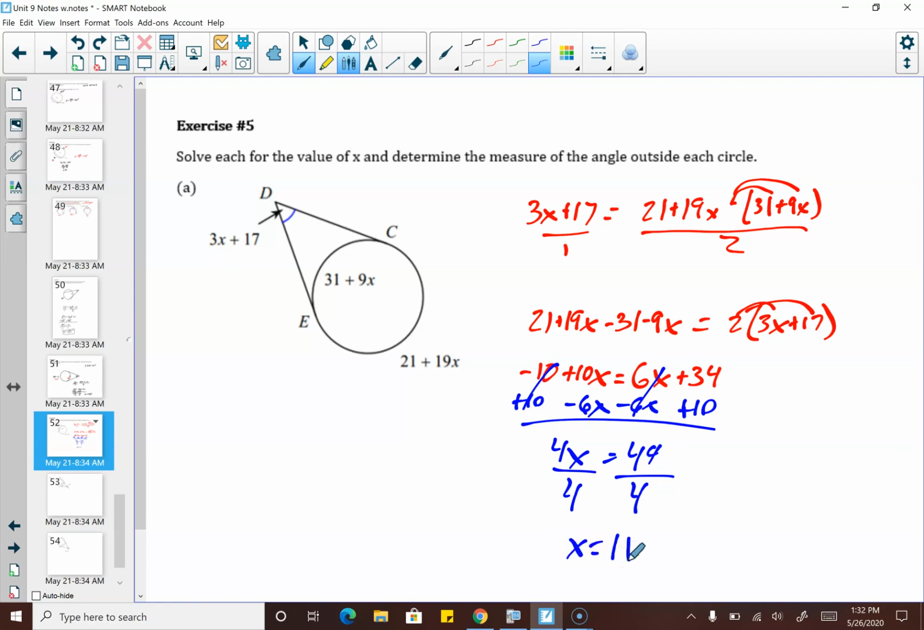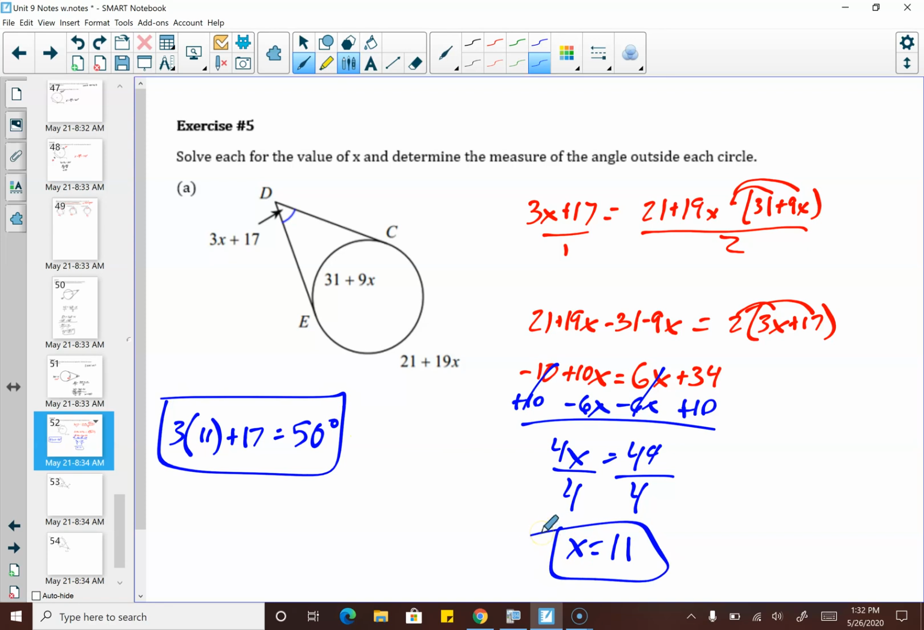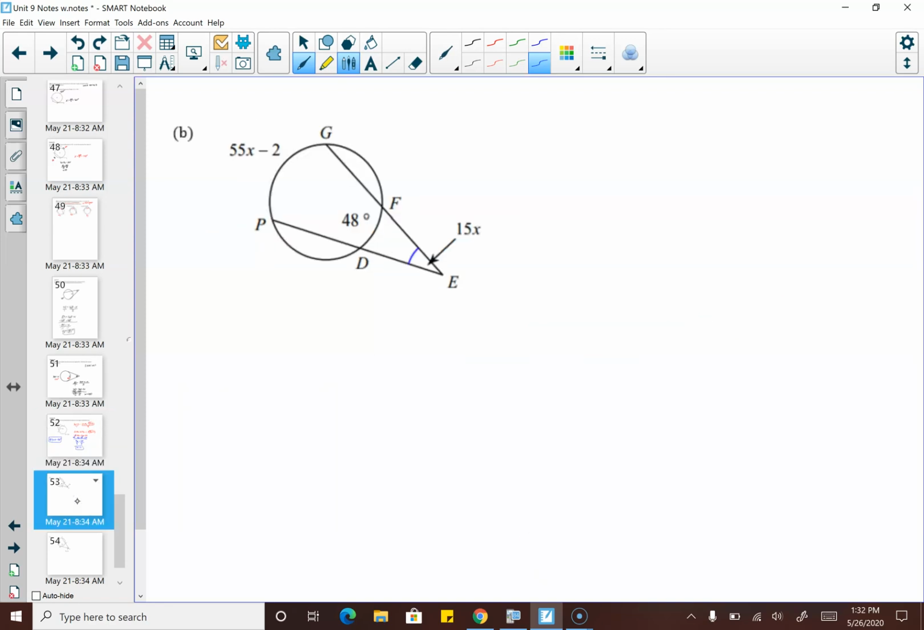So it says solve each for the value of x and determine the measure of the angle outside the circle. So then we do 3 times 11 plus 17. Well, 3 times 11 is 33, plus 17 is 50 degrees. So we get that x is 11 and that the angle outside is 50.